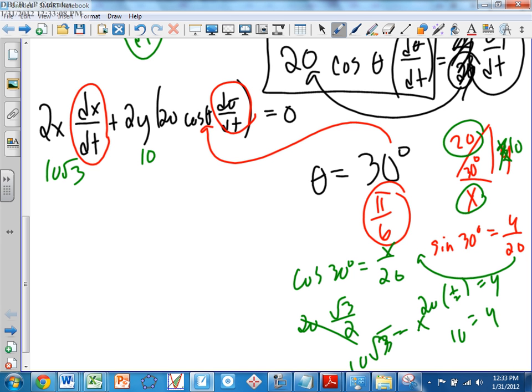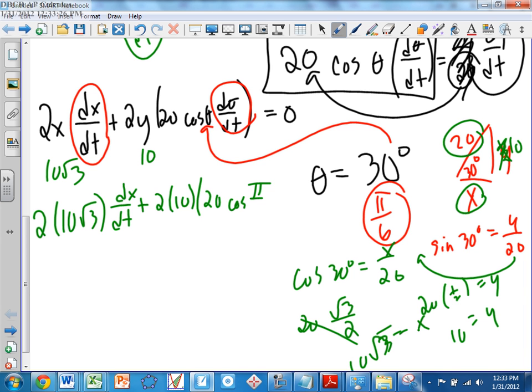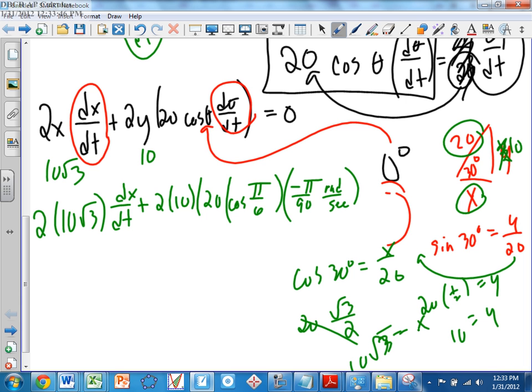Yes. d theta dt, we know, is negative pi over 90 radians per second. Let's take a look at the equation that we have remaining. What was d theta dt from the beginning? Negative pi over 90 radians per second. Okay. And at this point, it equals zero.